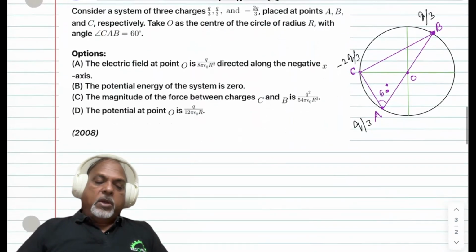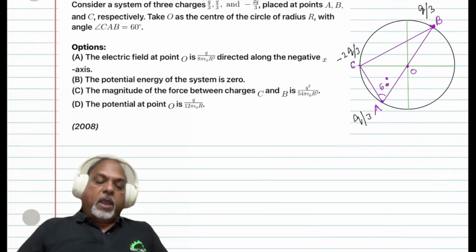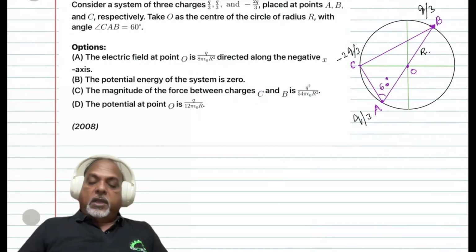This is the problem on your screen. Consider a system of three charges Q/3, Q/3, and -2Q/3 placed at points A, B, and C respectively. Take O as the center of the circle, its radius is R. Then there are a number of options we have to check.